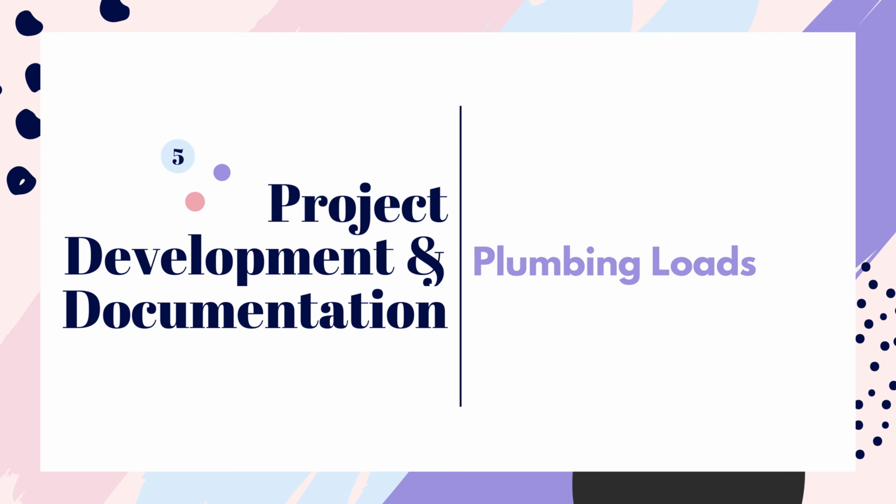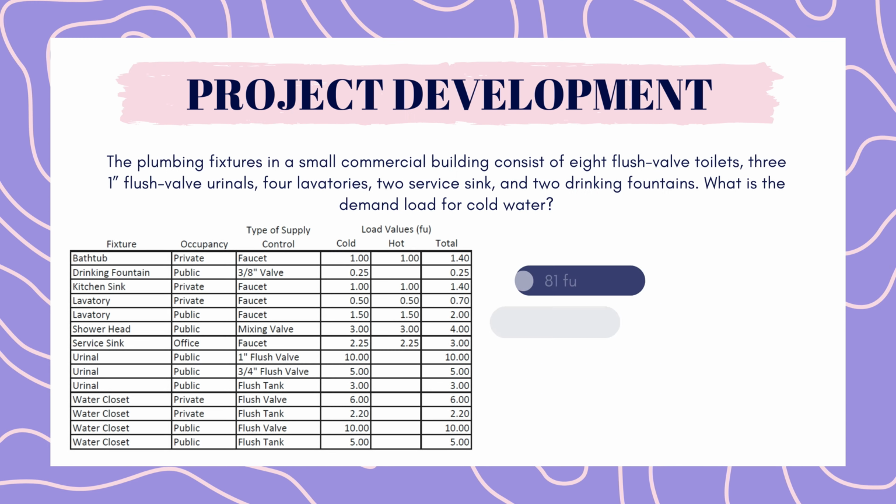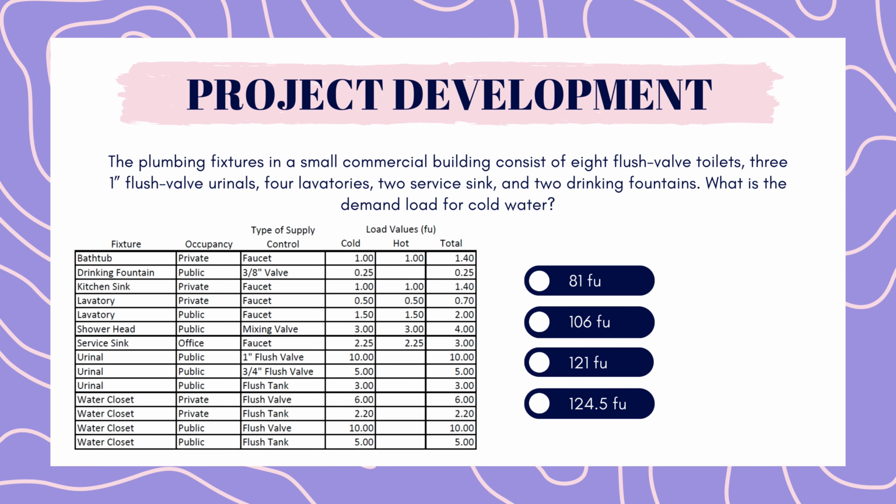Now on to project development. The plumbing fixtures in a small commercial building consist of 8 flush valve toilets, 3 1-inch flush valve urinals, 4 lavatories, 2 service sinks, and 2 drinking fountains. What is the demand load for cold water? 81 fixture units, 106 fixture units, 121 fixture units, or 124.5 fixture units? Pause here to answer.